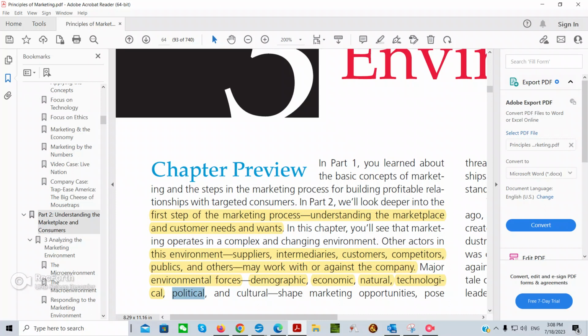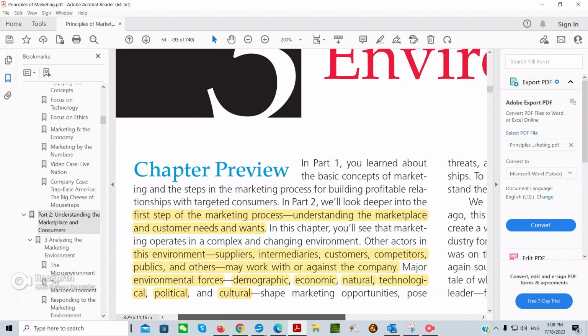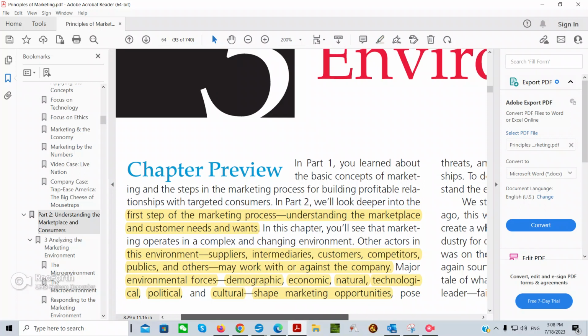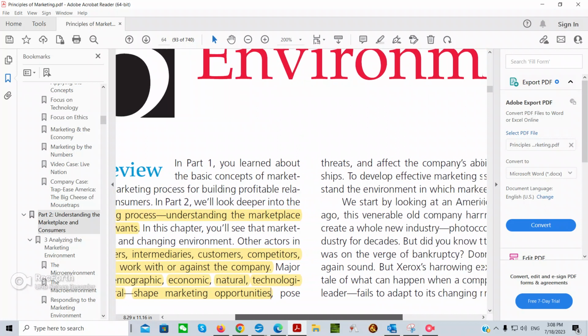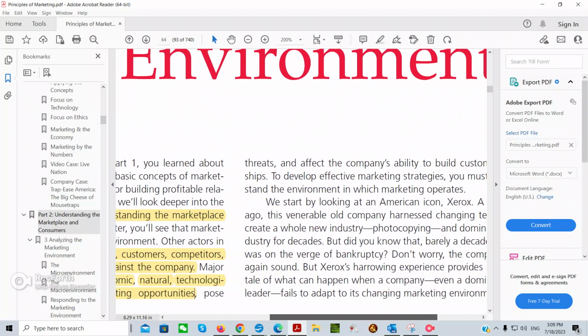Political has to do with the relations between people that are public. Cultural has to do with the activities and beliefs of a group. And what do they do? They shape marketing opportunities. Why? As much as this is a limitation, it is also an opportunity. This will determine, based upon what they value and what they do, what opportunities you have.